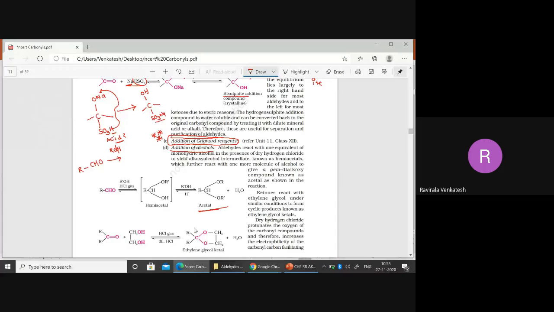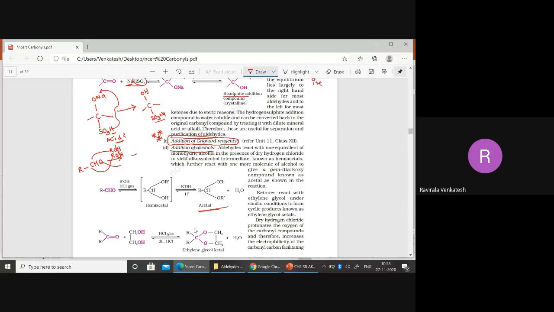One more also I am writing. For our understanding, I am writing 1 mole. How many moles I have taken? 2 moles. Now, remove here 2 hydrogens. Now, take 2 OR here. Understood? And take oxygen outside here.